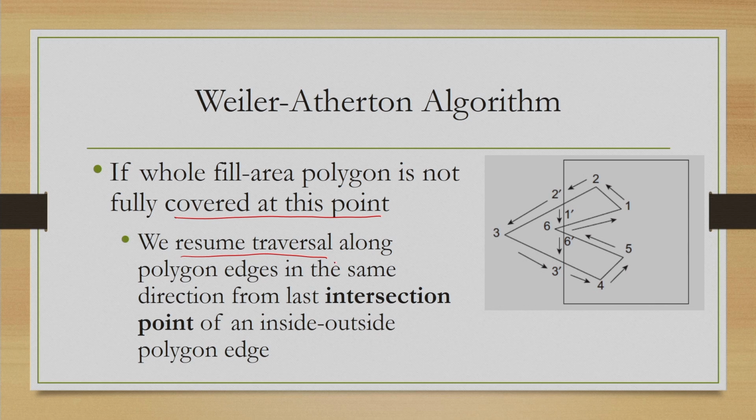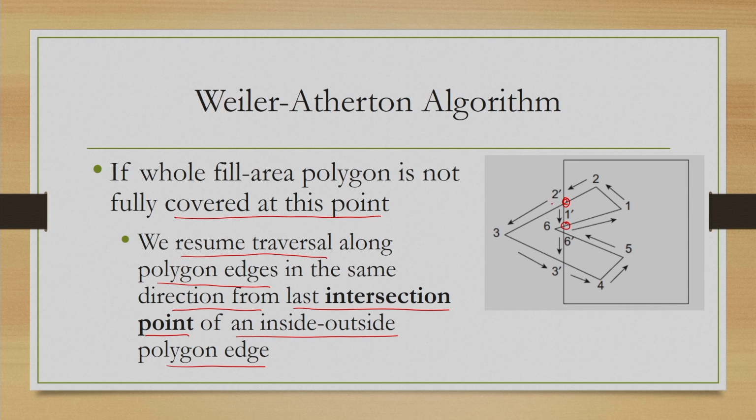We resume the traversal along the polygon edges in the same direction from the last intersection point of an inside outside polygon edge. So, our last intersection point of an inside outside polygon edge is 2 dashed here. Remember that this 1 dashed is an outside inside edge, so it is not applicable. What is applicable is 2 dashed. So, from there we resume our traversal till we cover the remaining vertices, and this traversal is done in a similar way to what we have done before.